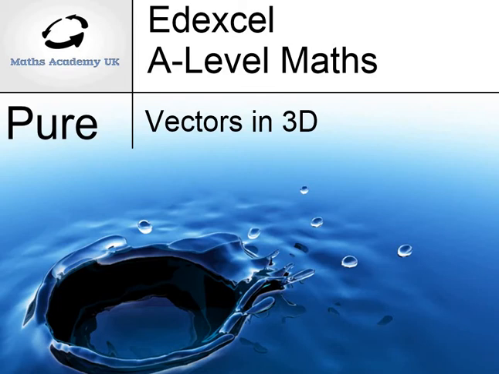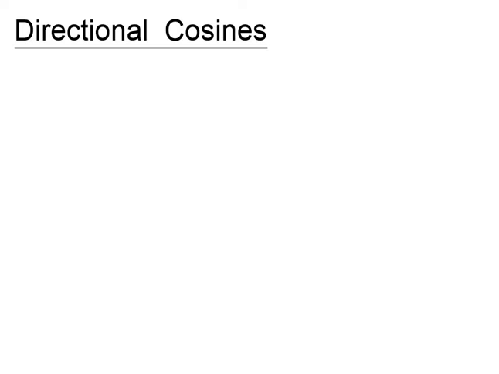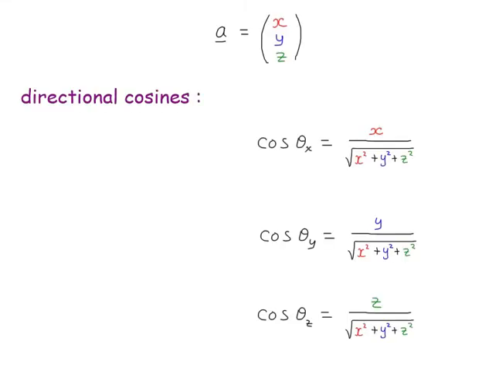Vectors in 3 dimensions. Directional cosines. We use directional cosines to work out the angle a vector makes with either the x-axis or the y-axis or the z-axis. And there are some formulae, which are these. These are called the directional cosines.